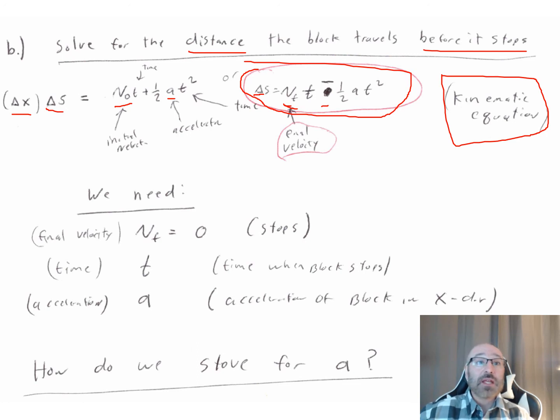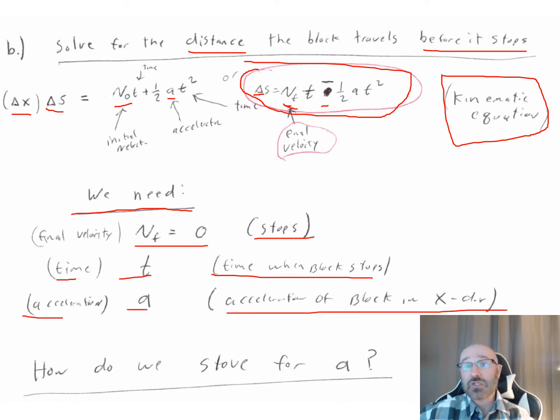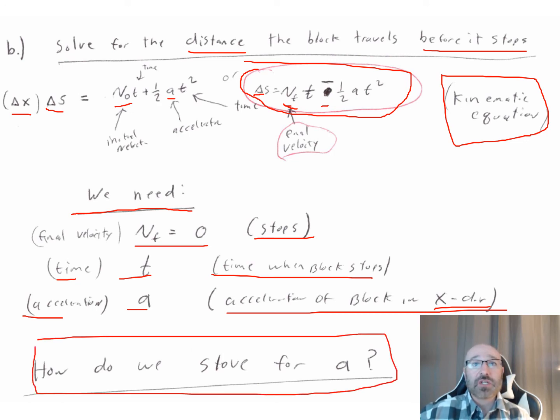So what do we need? Well, we're going to need to know our final velocity. From the problem statement, it tells us it stops, so the final velocity is 0. We need our time, t, the time it takes for the block to stop. And our acceleration a, which is the acceleration of the block in our x direction, so pay attention to sign convention according to our chosen coordinate system. So now the big question is, how do we solve this relationship here for our acceleration a?